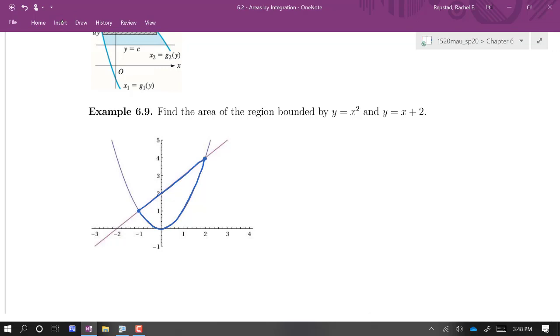So now that we know what this looks like, our next step is, do we use vertical or horizontal rectangles? Now take a few seconds and try to imagine what it would look like if we use vertical rectangles, what it would look like if we use horizontal rectangles, and if there's one choice that would work better than the other.